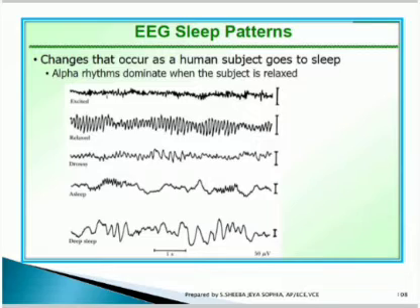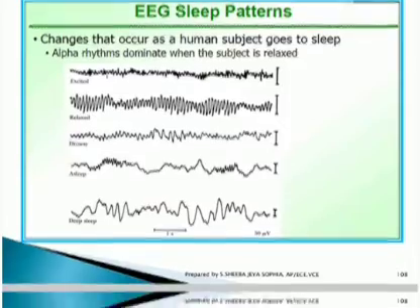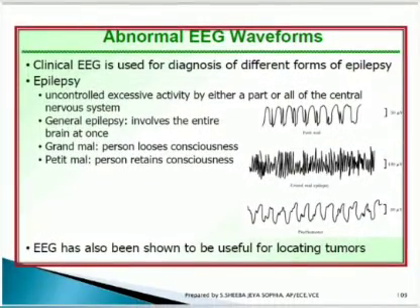So the changes may occur according to the human body condition. Abnormal EEG waves are also marked here based on the brain disease, like generalized epilepsy or grand mal, where the patient loses consciousness, or petit mal, where the patient retains consciousness. So every activity can be measured.